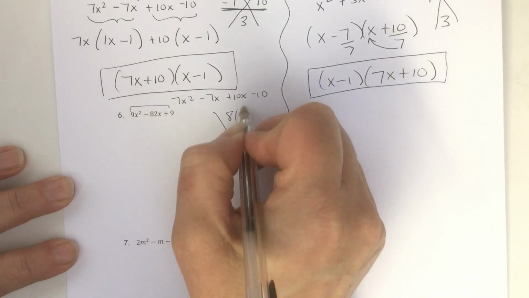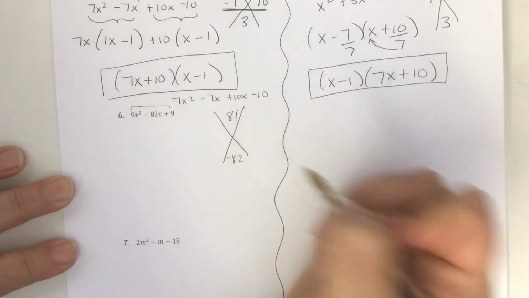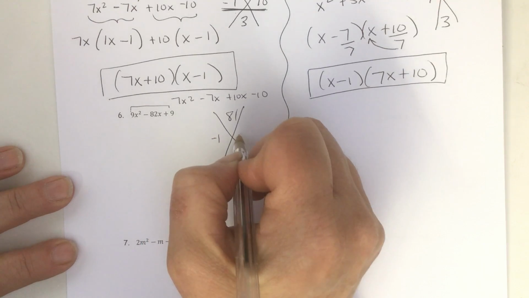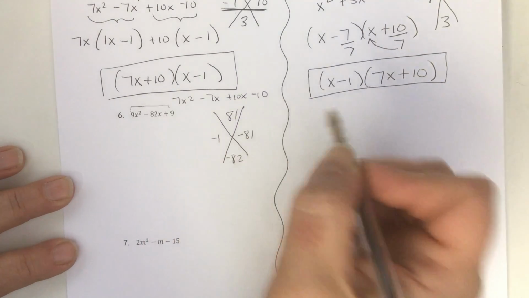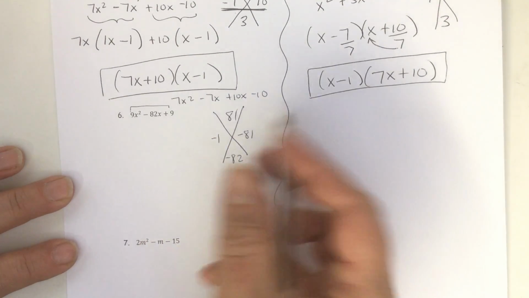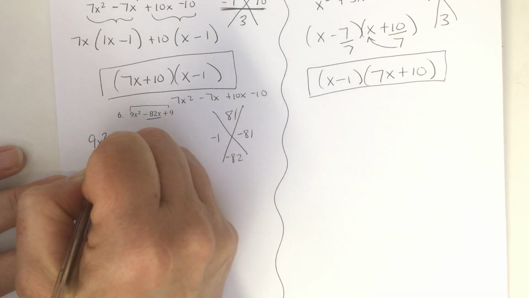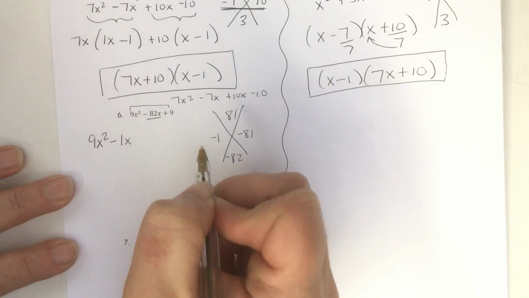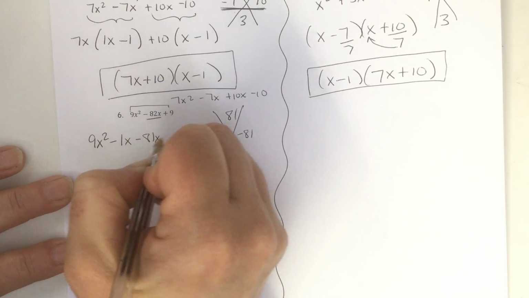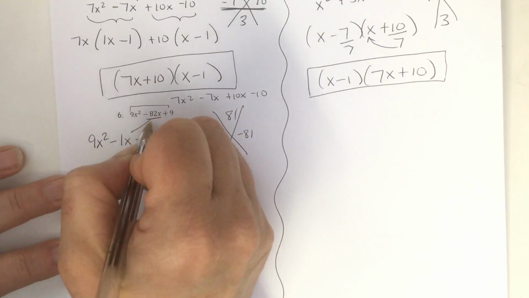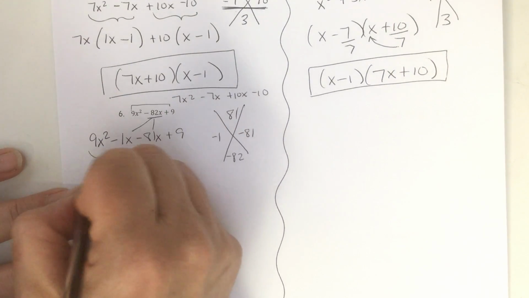Okay, so 9 times 9 is 81. So 81 goes at the top, negative 82 goes at the bottom. Negative 1 and negative 81 would be the numbers that I would use. Then I'm going to replace that. So 9x squared minus 1x minus 81x plus 9. So those two numbers go there.